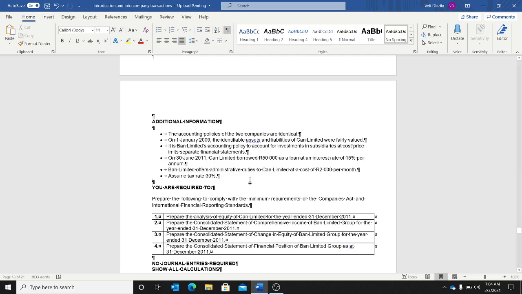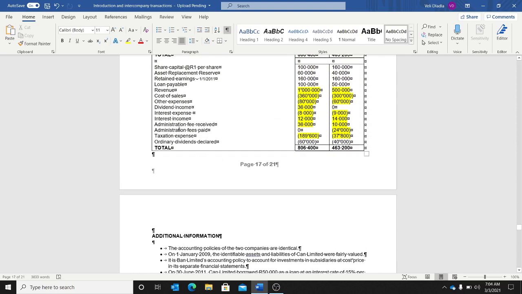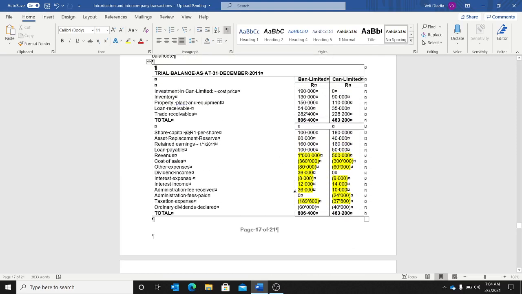If we can analyze the two companies, let's look at the administrative expense. Ben, here's Ben. You see Ben here has got an administrative fee of 36,000. But in that 36, there's a 24,000 that was paid by Ken, right? And here, Ken has got a 24,000 administrative fees paid. This expense was paid by Ken to Ben, right?